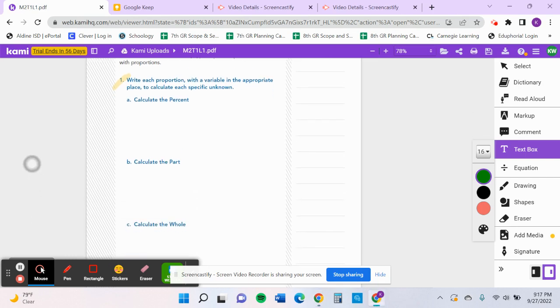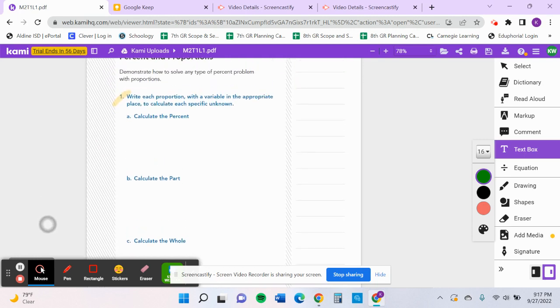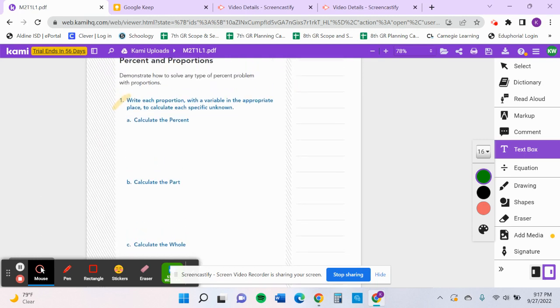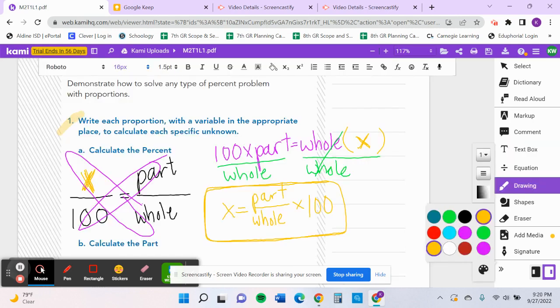So based on the unknown, you are going to place your variable in the correct spot to show how you would solve for that unknown variable, whether it's the percent, the part, or the whole. I'm going to give you an example of what that might look like.